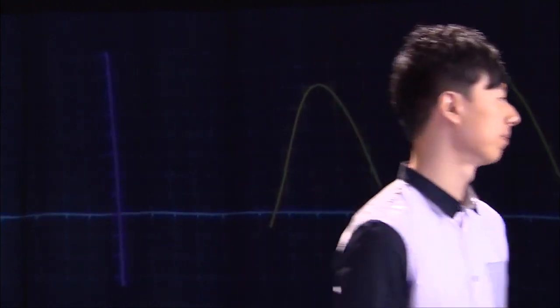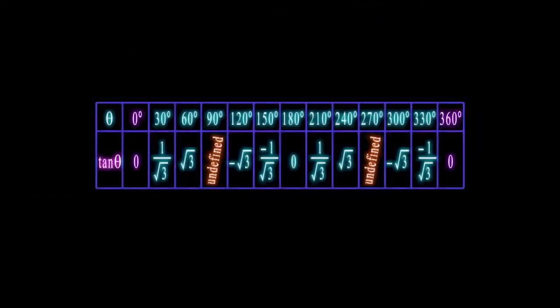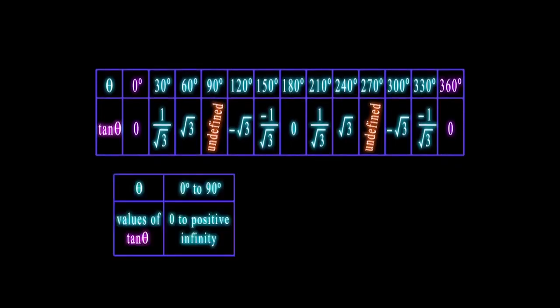We have already studied the graphs of two trigonometric functions. The last graph for investigation is the tangent function. This is a table of angle theta from 0 degrees to 360 degrees, and the various values of tangent theta. The relationship between angle theta and tangent theta is shown by a graph like this.